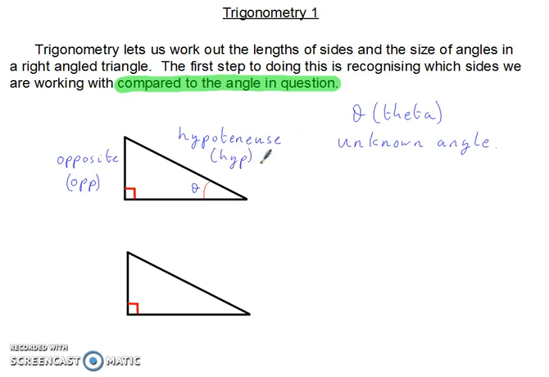And then the third side that we don't know is next to the angle. Now we've got a special word for next to, that's adjacent. And we shorten that normally to ADJ, adj, for adjacent.